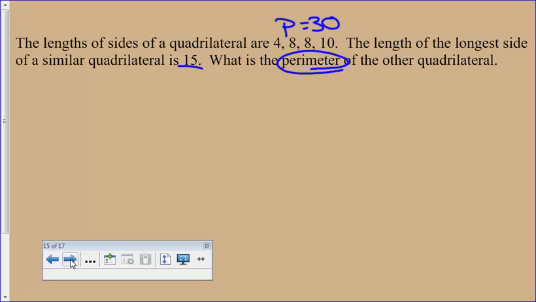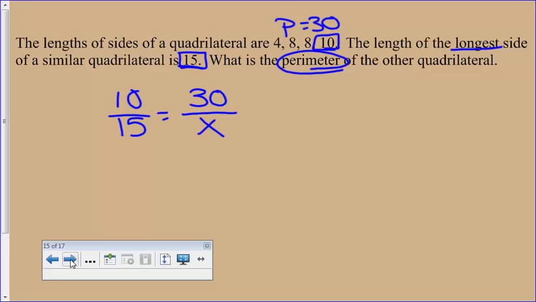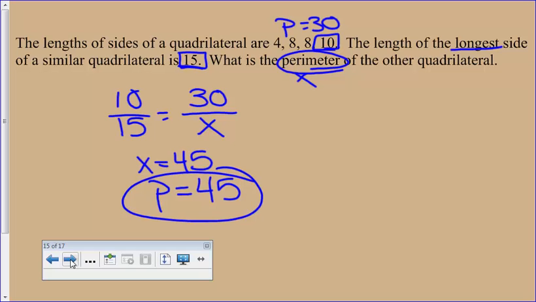It says that the length of the longest side of this one was 15. So the longest side of this quadrilateral is 10. So that's what I'm going to use in my proportion, my scale factor. 10 over 15 should equal the perimeter of the first one, 30, over the perimeter of the other one, x, which we need to find. So when we cross multiply that, you should get x equal 45, which represents the perimeter of the other quadrilateral. Okay?